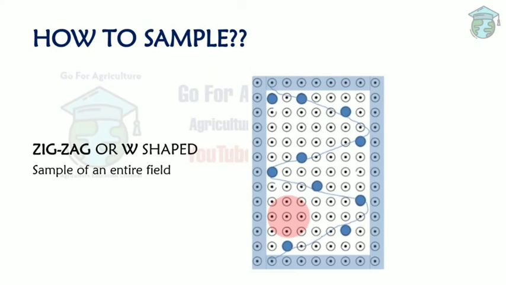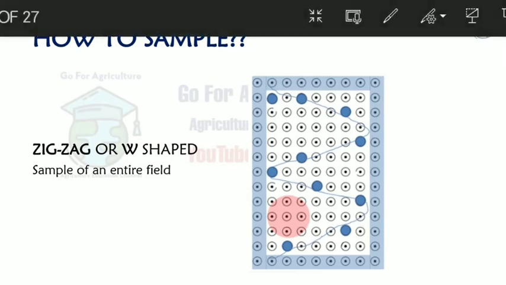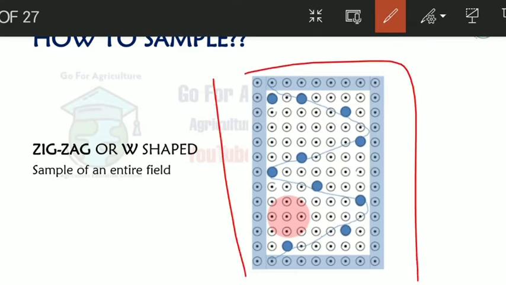And the main question is how to sample. In the case of the field given, all the people who do the sampling basically follow a W or a Z, a zigzag shape, like this W shape, so that it covers all the points of the field, and you can get accurate results during the pest counting in the lab. This is done for the entire field.